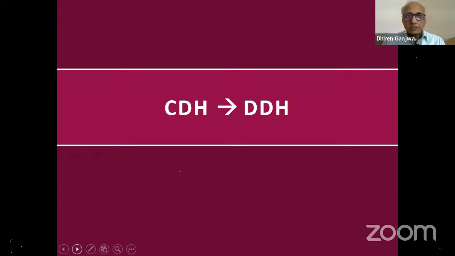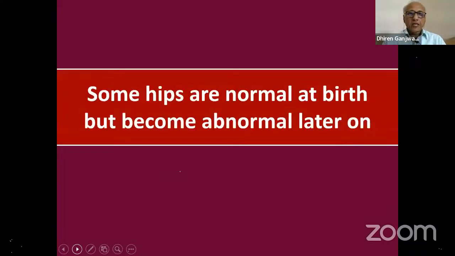To give you some background, 20 years ago, when I became an orthopedic surgeon, it was called congenital dislocation of the hip. Now it has become developmental dysplasia of the hip. So two terminologies have changed. Congenital has become developmental, and the second letter D, initially it was dislocation and now we call it dysplasia.